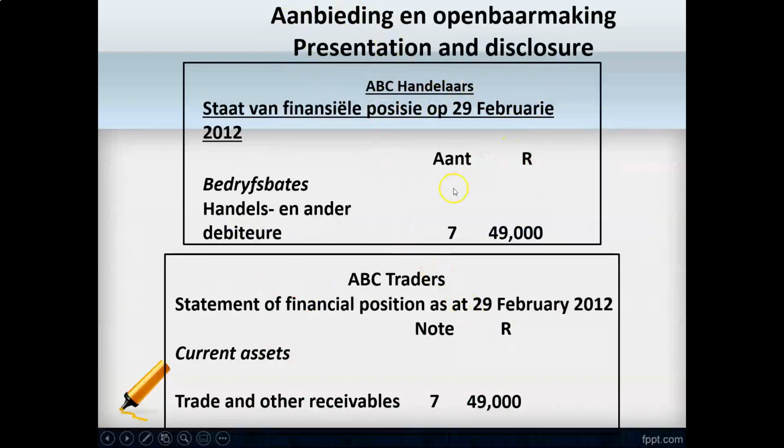Let's look at presentation and disclosure, because that is extremely important. On the face of my statement of financial position, guys, you have the name of the entity, the statement, the date, the note reference, and the Rand denomination. Under current assets, you will see trade and other receivables. Look at the wording, trade and other receivables. So it's not only trade receivables, not only debtors, it's other receivables as well. Note number 7, the total 49,000.